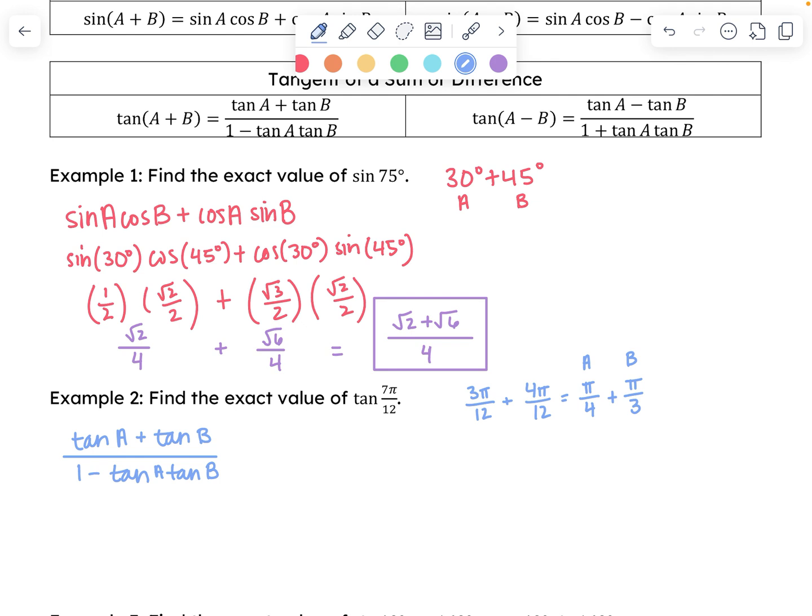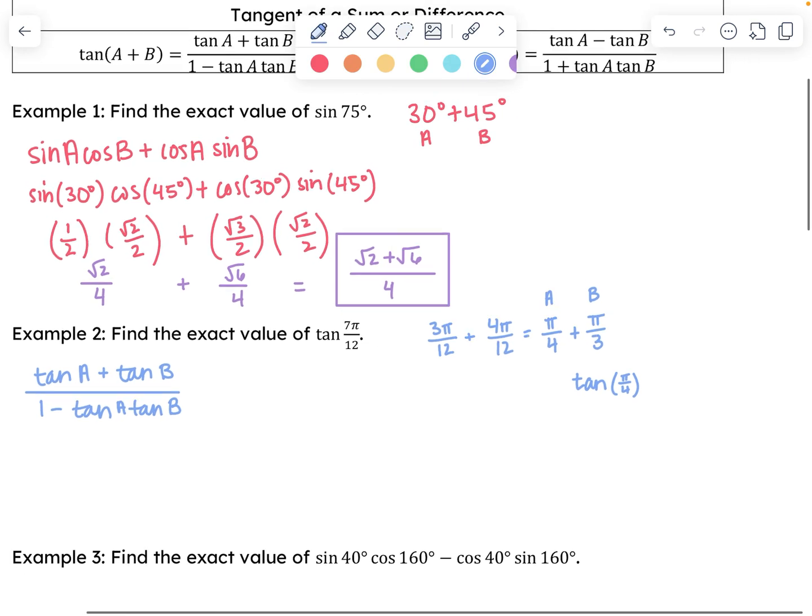Now, this is where it does get a little bit trickier, because remember our tangent on our unit circle is our y over our x. So if I'm looking at tangent of pi over 4, I've got to figure out what that is by doing the y over the x, sine over cosine. So tangent of pi over 4, that's going to be root 2 over 2 over root 2 over 2.